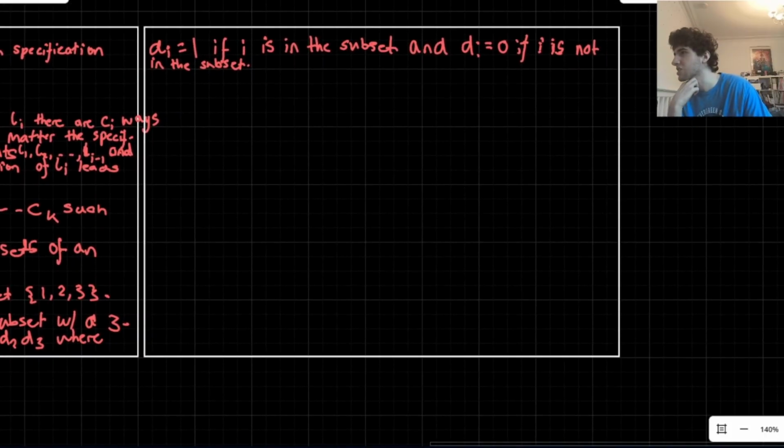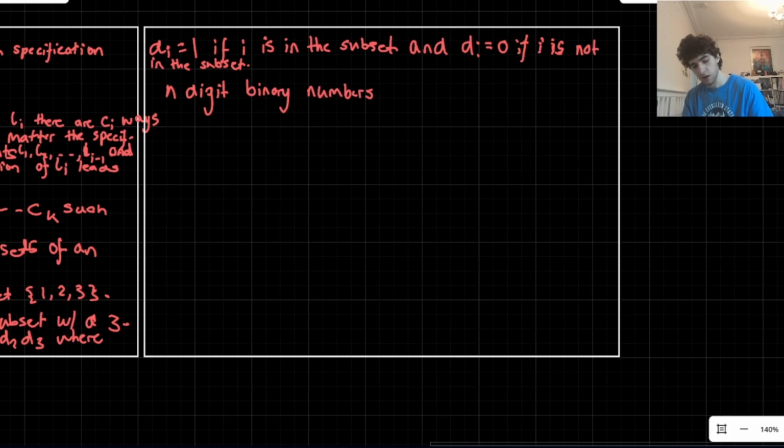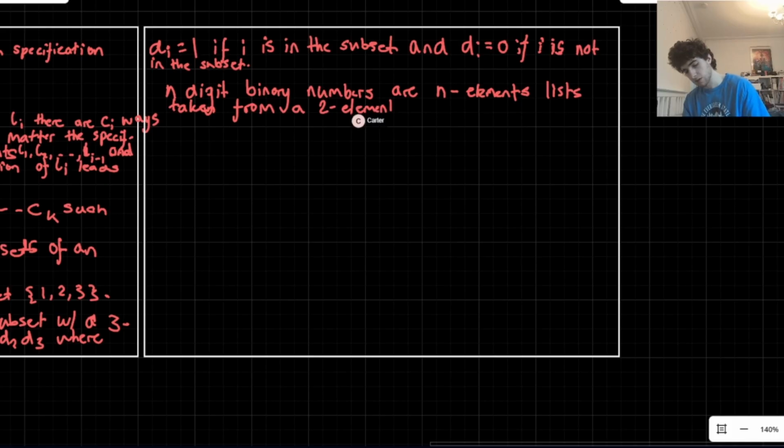And you might think, okay, fine, but this doesn't necessarily tell us anything if we don't know how many n-digit binary numbers there are. But what we can do is distill the problem even further, right? And we can say that n-digit binary numbers are actually just n-element lists taken from a 2-element set, right? Because they're lists with n characters in them, taken from a 2-element set, in this case, the set containing the elements 0 and 1. Because each character has to be either a 0 or a 1 in binary, and there are n characters, okay? So we're looking for the number of n-element lists taken from a 2-element set.